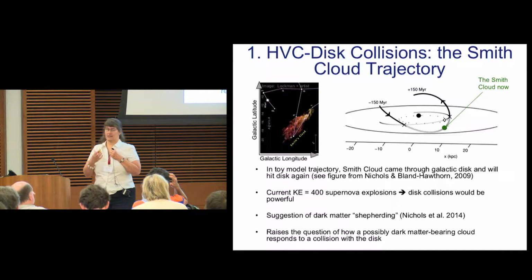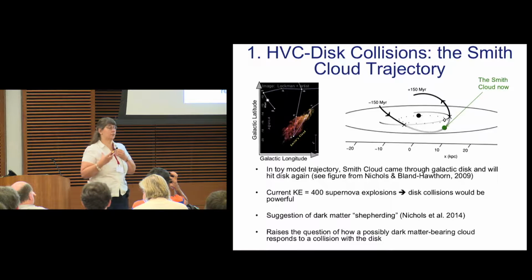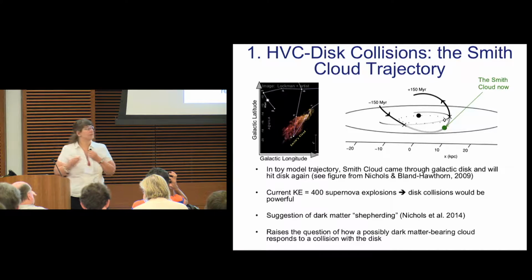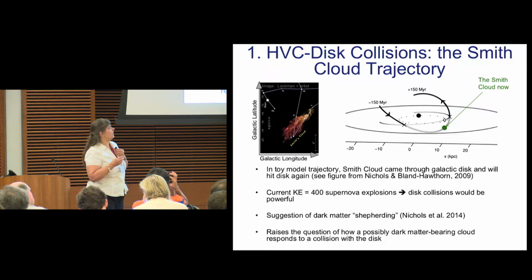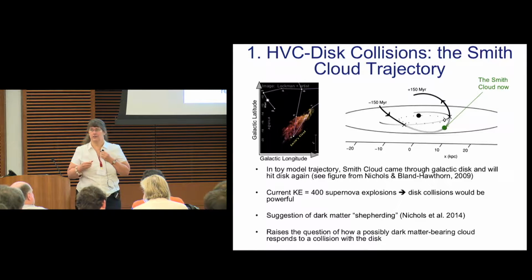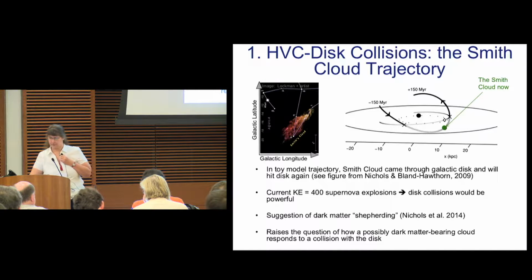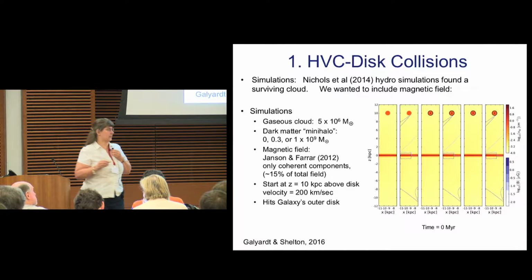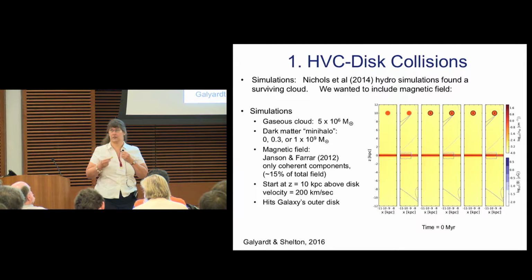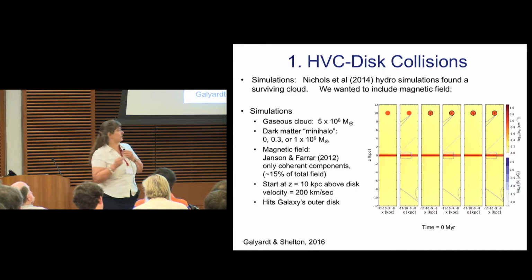I'm using this as just an example of what a collision would be like. So we wanted to see what that collision would be like, but I'm going to tell you also that the results that we have are probably relevant for what other collisions between high-velocity clouds and the Milky Way, or with disks in general, would be like, because there are high-velocity clouds around other disks. So we ran a set of simulations, and to give credit to predecessors, Nichols et al. had done some hydro simulations. What's different about ours is that we include the magnetic field, and that we also use more realistic values for the disk, et cetera, et cetera.